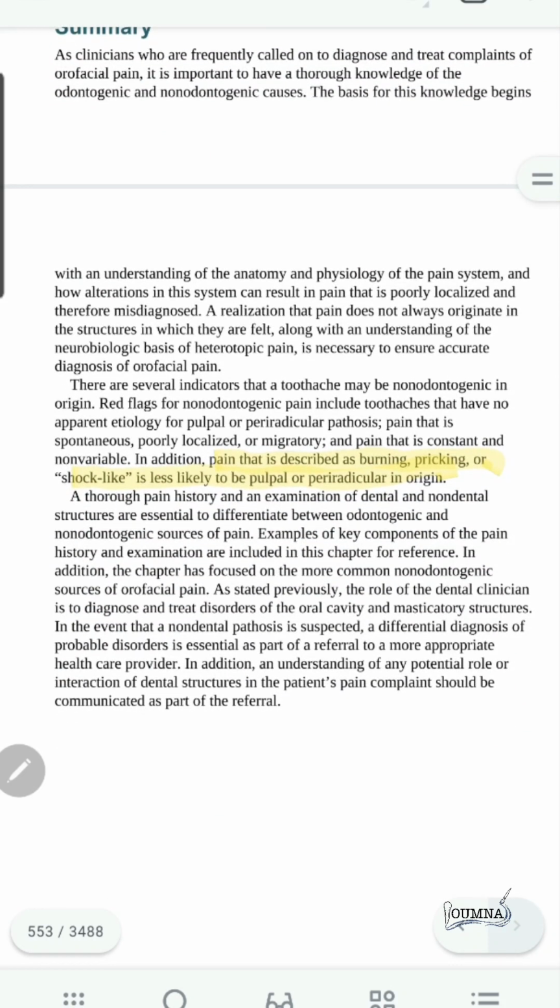So hope you had a brief idea about how to diagnose and know the non-odontogenic toothaches that are usually associated with toothache. So they happen both contralateral, I think this is the word.